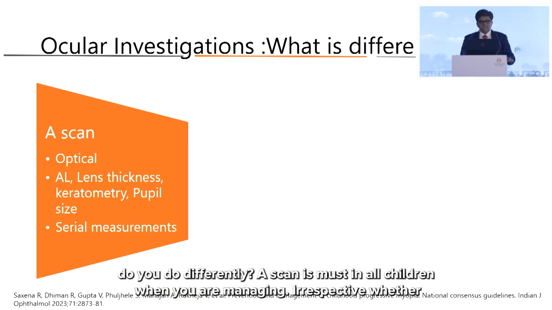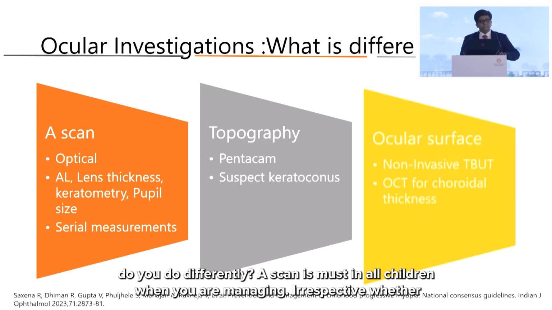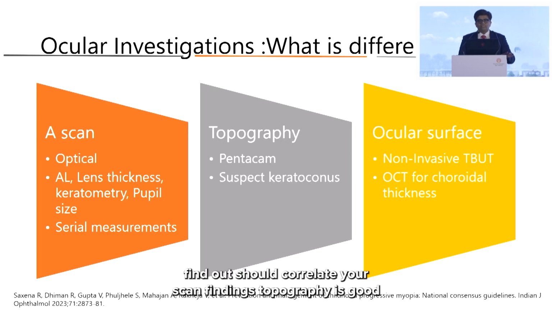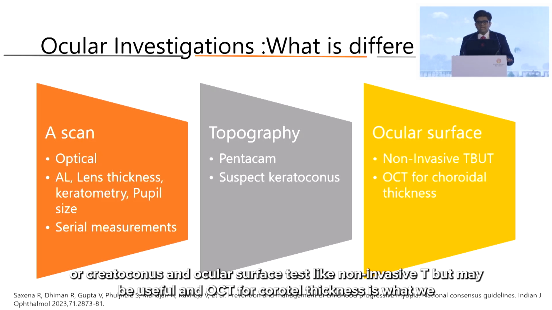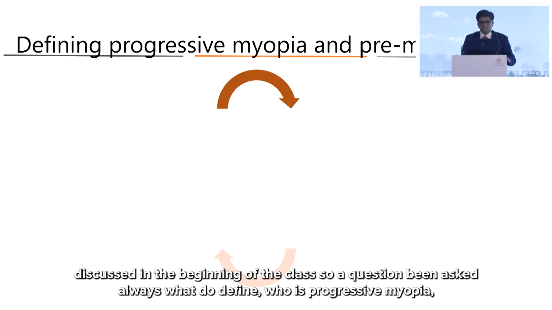What investigations do you do differently? A scan is a must in all children when you are managing, irrespective of whether myopes or hyperopes. It's very essential that your refractive error, what you find out, should correlate to your A scan findings. Topography is good to do, not a must. And in certain situations where there is associated allergic conjunctivitis or keratoconus, ocular surface tests like non-invasive TBUT may be useful, and OCT for choroidal thickness is what we discussed in the beginning of the class.